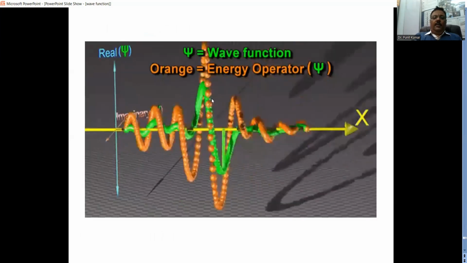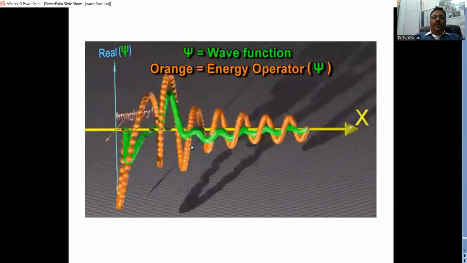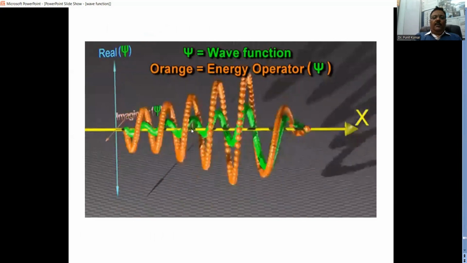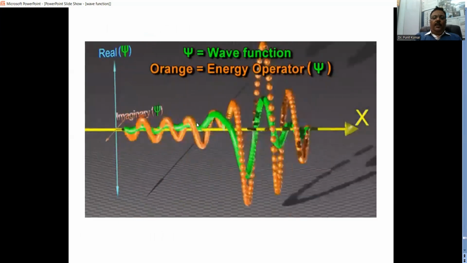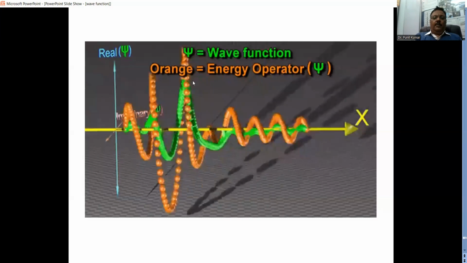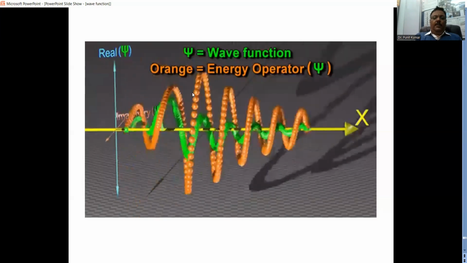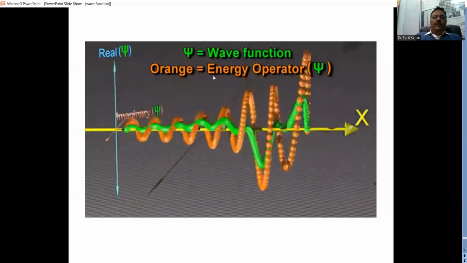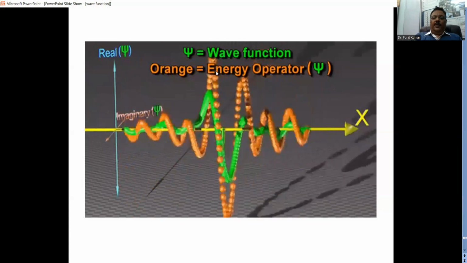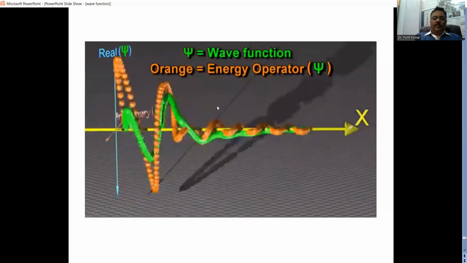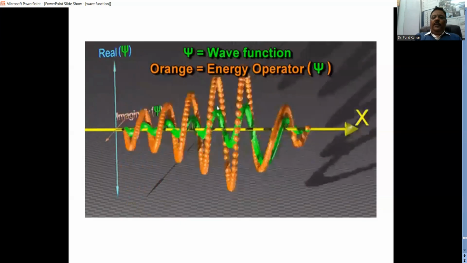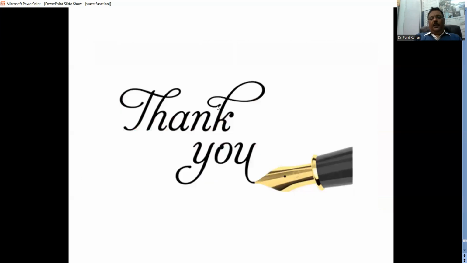Now we can see this is the wave function, the green one, and orange is the energy operator. We will discuss in our coming lecture how the energy operator acts on the wave function, when we discuss the Schrödinger equation in detail.